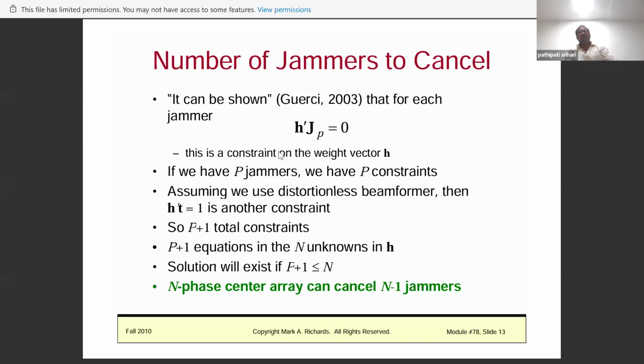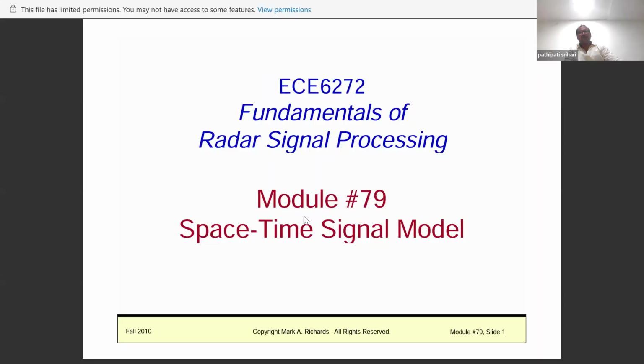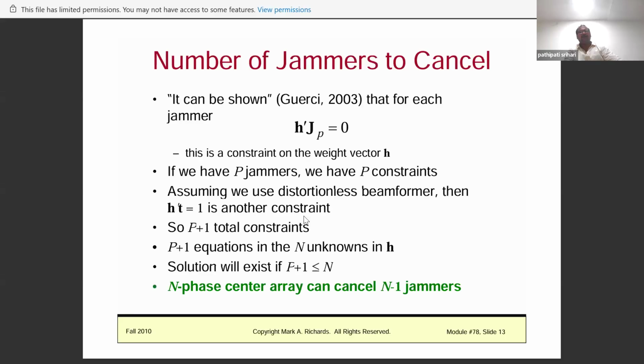So you go with the procedure and then try to nullify those values. So then up to that is fine for you.